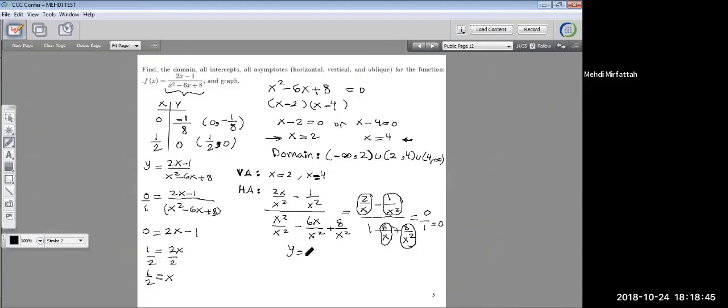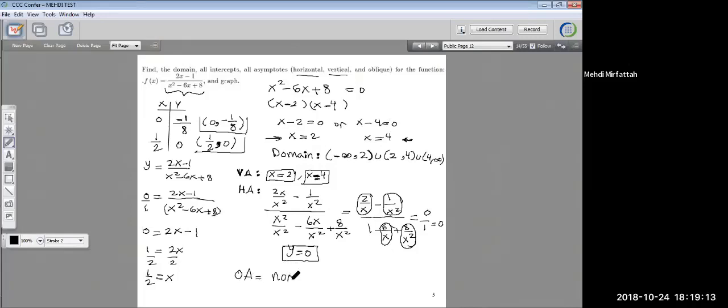That's my horizontal asymptote. I have my horizontal asymptote, I have my vertical asymptotes, I have my intercepts. How about the oblique asymptote? Do we have that? No. The oblique asymptote doesn't exist here.